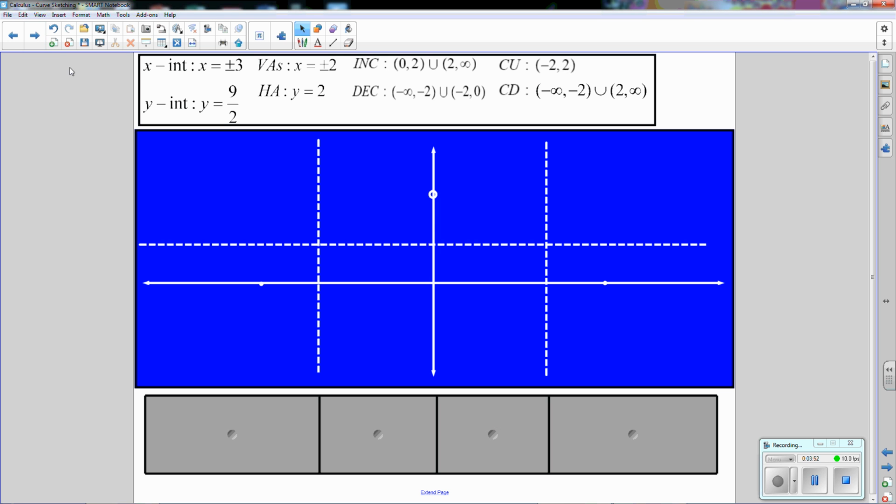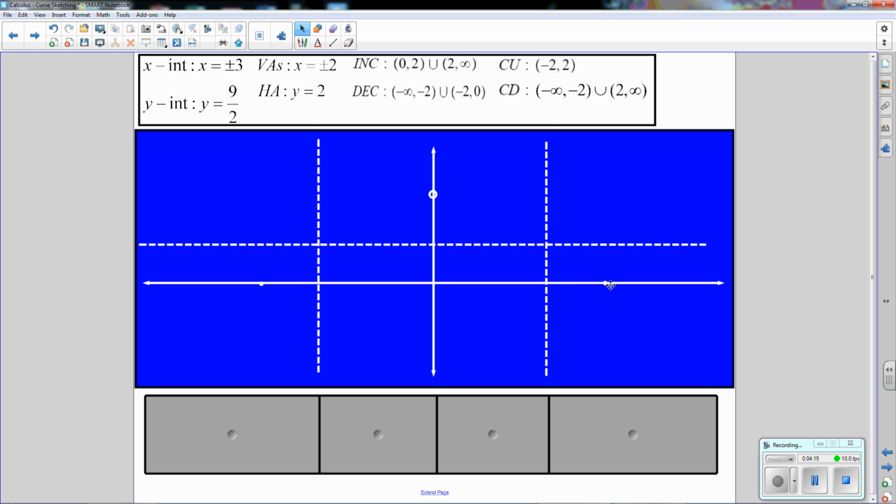Here we found that the intercepts are at x equal plus or minus 3. Here the y-intercept, the vertical and horizontal asymptotes, the regions of increase and decrease, and the regions of upward and downward concavity. We've drawn a set of x and y axes. We've drawn the vertical asymptotes. We've drawn the horizontal asymptote. And we've drawn the y and x intercepts.